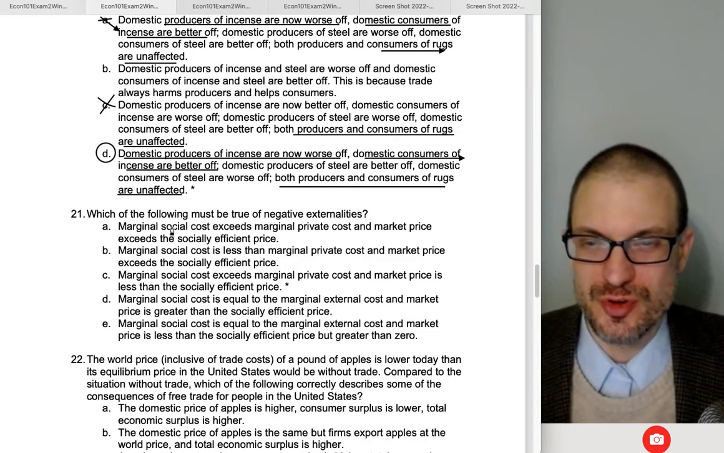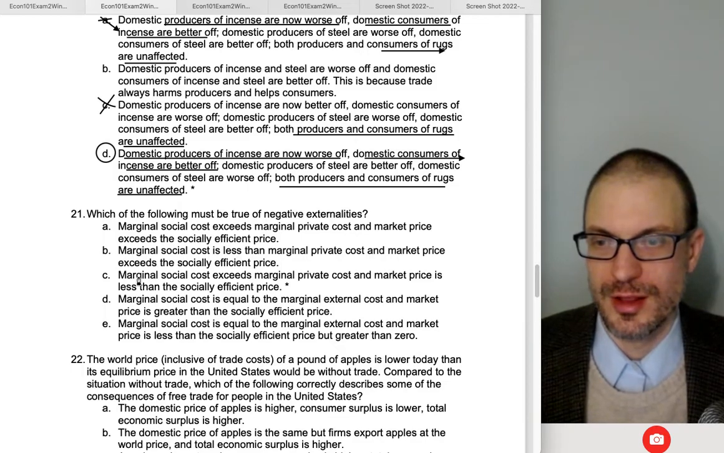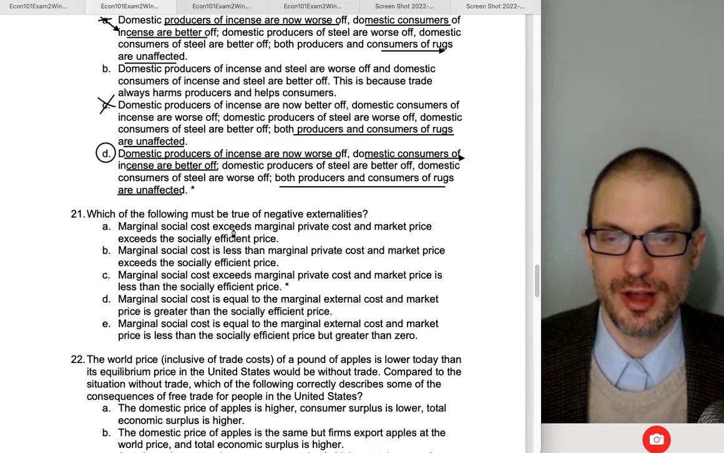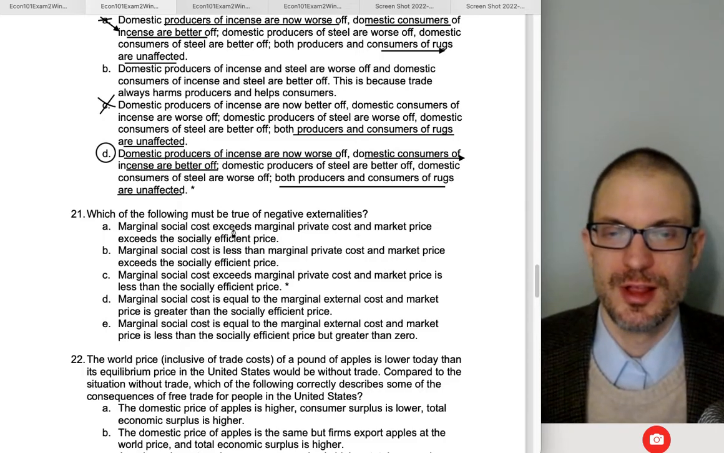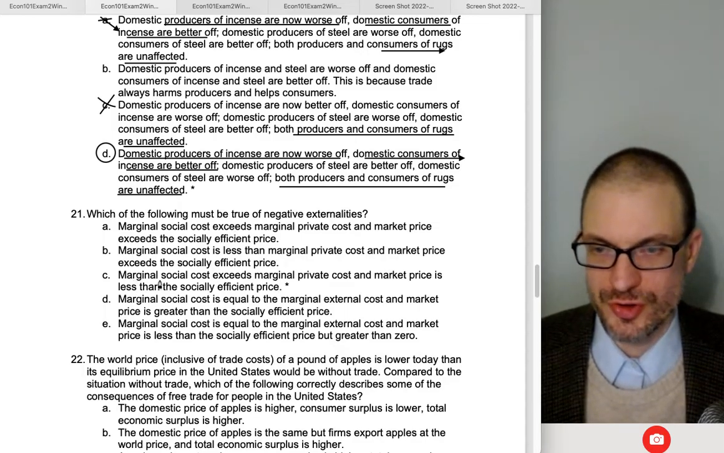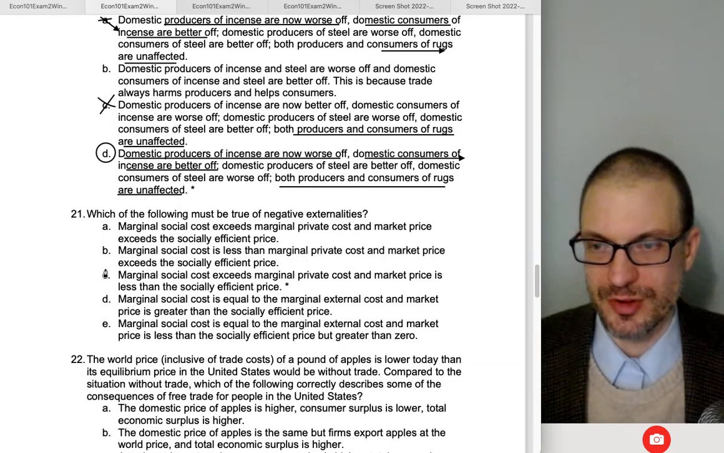Which of the following must be true of negative externalities? Oh, we saw that picture from just a second ago, right? In the case of a negative externality, we're going to have marginal social cost higher than marginal private cost, and we're going to have market price below socially efficient price. So marginal social cost exceeds marginal private cost. Market price is less than socially efficient price. Yep, so it's this one.